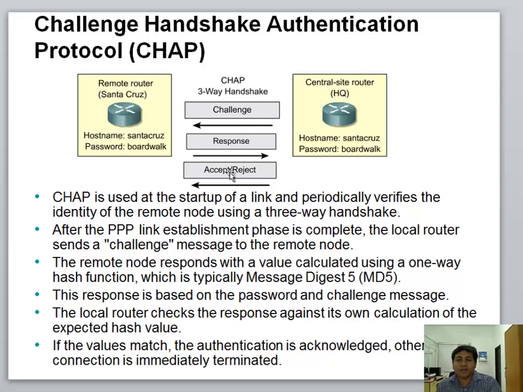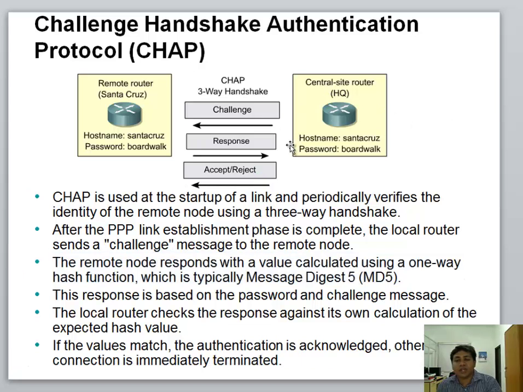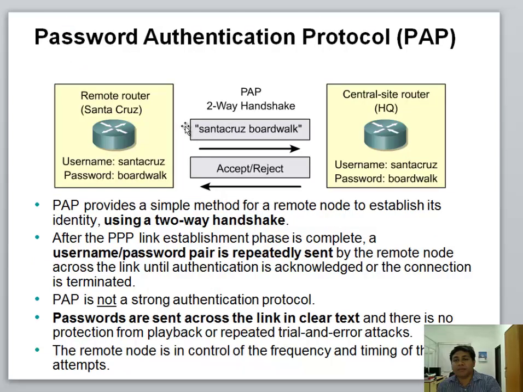But in the case of CHAP, the username and password can be common, and this will be sent automatically using the MD5 encryption technique. So this remote node will use the hash function. When we use the hash function, MD5 encryption is used. So encryption is used in CHAP, so we can say that this is the most secure. So what happens in PAP? There is a username and password which will be shared across each other, and they will finally say whether it is accepted or rejected.